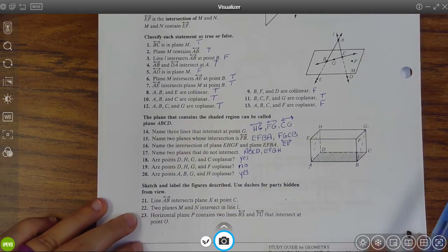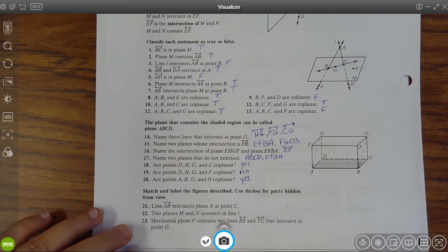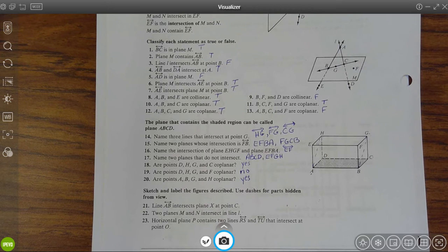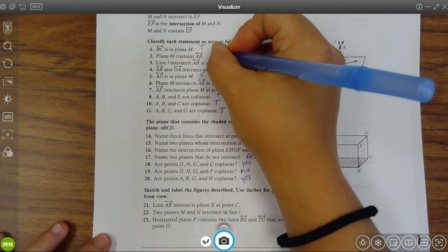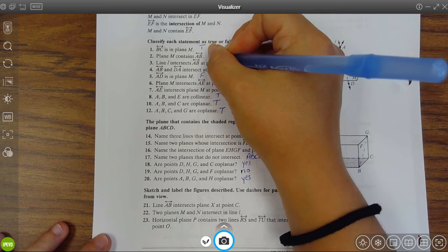Right, here are the answers to 1 through 20. Number 1, line BC is in plane M. That's true. Number 2, plane M contains line AB. That's actually false. I don't know why I wrote true there. That one is false.